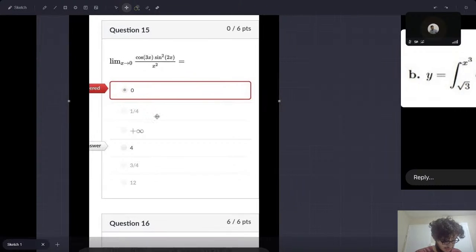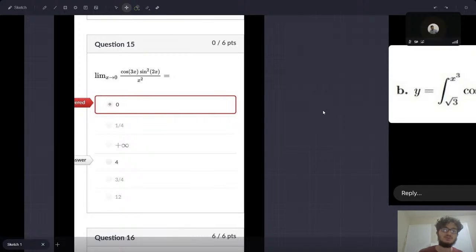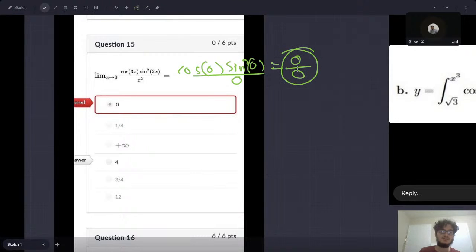But let's take a look at this one. For this one, my dears, you have to do L'Hopital's rule because when you do direct substitution, you get cosine of 0 times sine squared of 0 divided by 0. This is an indeterminate form limit. When you have these kinds of limits, or something like infinity times 0, or infinity over infinity, this is called indeterminate form.